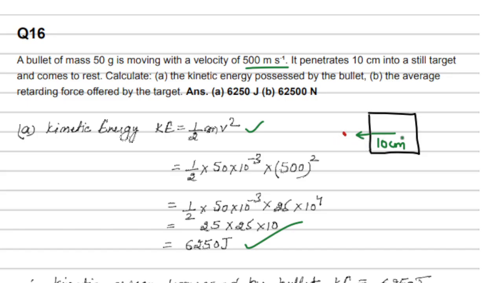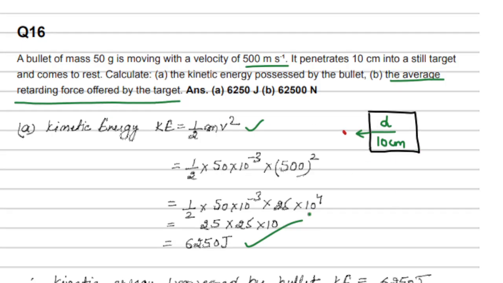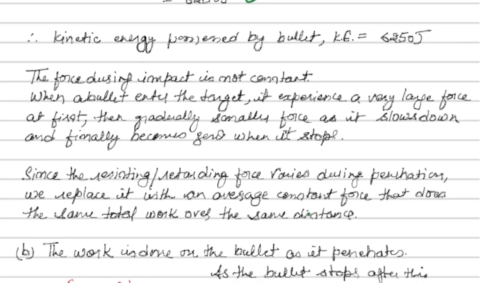So 10 centimeter has gone. So we know the distance is this much, or 0.1 meter. So what will be the force it is giving? That is what has been asked in the second part, the average retarding force offered by the target. So the average retarding force will be equal to work done. So we can read it here.